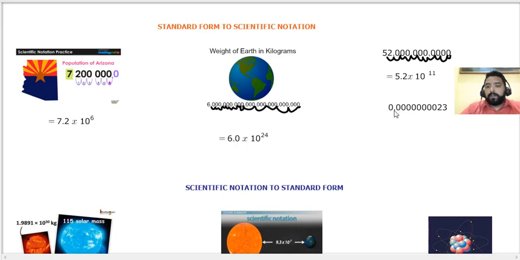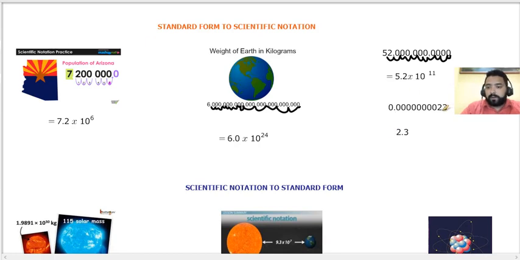Now, for this number, you start from the 23. Remember, there's going to be a point between them, so it's going to be 2.3. And then we are going to count until this number, onto this position.